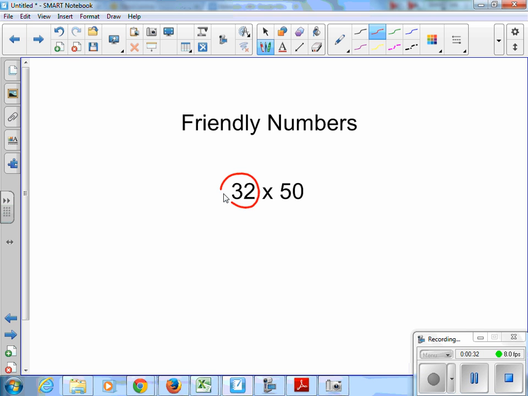So let's get the number 32. Let's think, which two numbers can I multiply that will get me 32? So I can think about 8 times 4. So I'm going to multiply 8 times 4 times 50. Again, the friendly numbers will be multiplied to get you one of the numbers. And then, if you remember the associative property, we can change the parentheses and we still get the same product. If you want, we can also use the commutative property and change the order of the numbers.